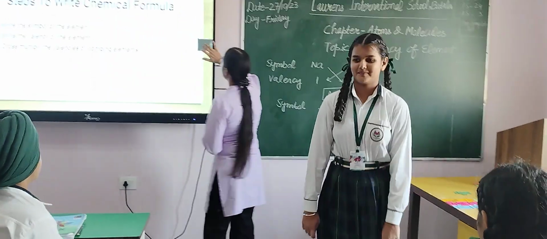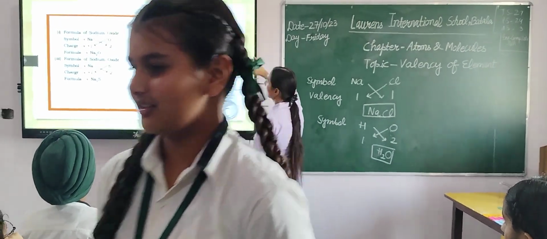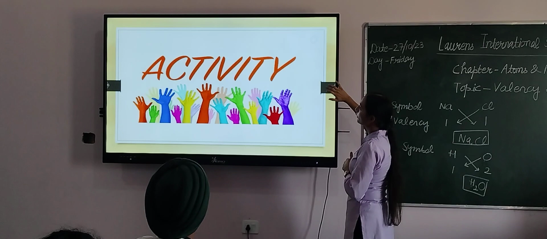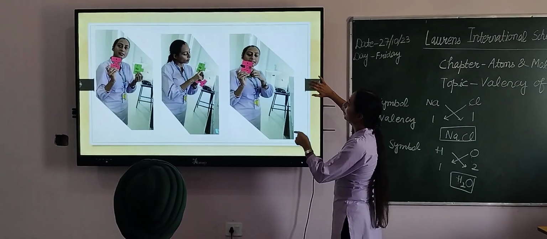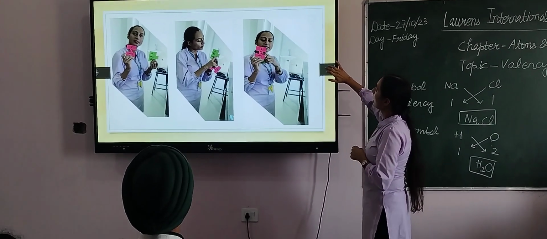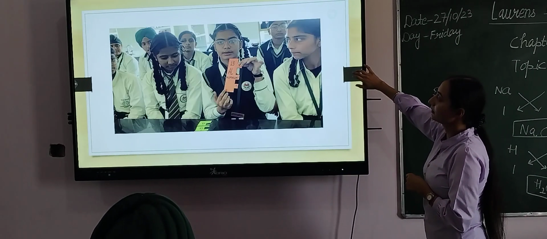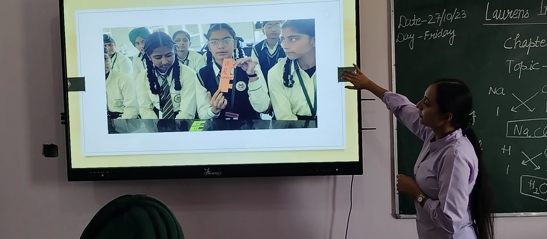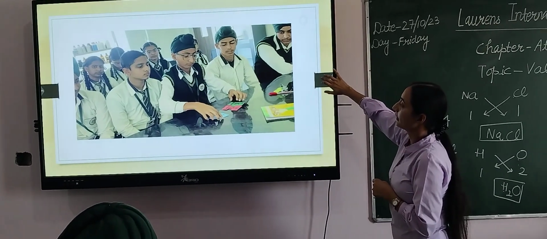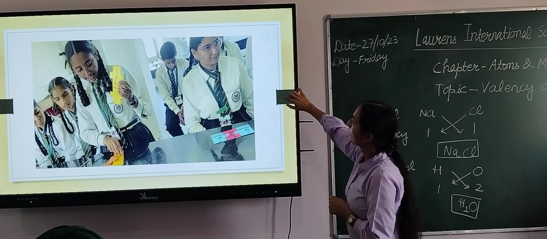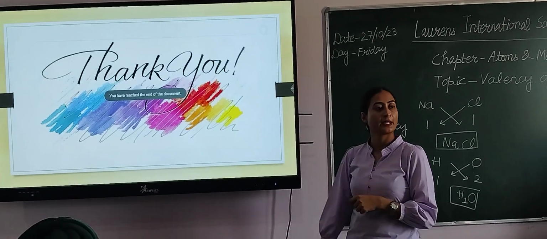So when we do this activity in our class, this is the crisscross method that we have already understood, and after that we can find the formula for the different elements by satisfying their valencies. So this is how the activity will help you in finding the different formulas. So thank you everyone.